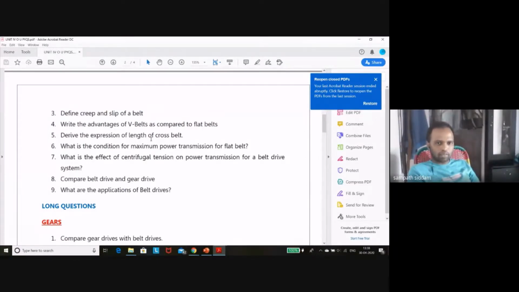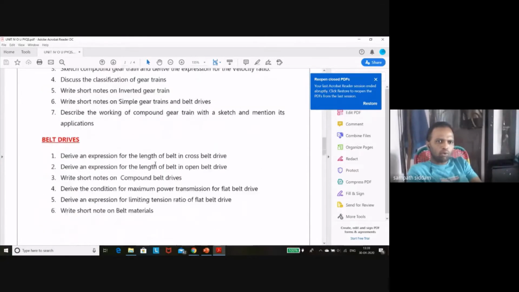This derivation I'll do in a separate session. Then, what is the condition? This is also a derivation, I'll do it. What is the effect of centrifugal tension? This is also a derivation, I will do it. Next, compare belt drives and gear drives. In the first slide itself, I have gone through the applications of belt drive, giving you many applications. So that is about the short answer questions.